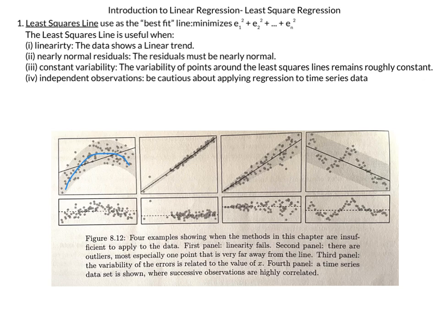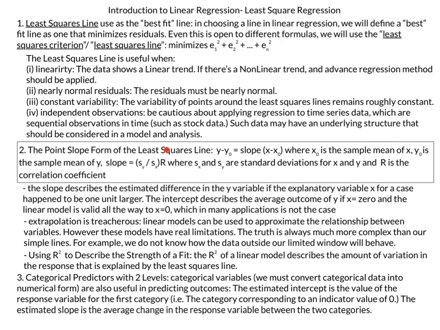This third one here, where we say we must have constant variability, the variability around the least squares line remains roughly constant. You can see here there's not a lot of variability, but as you increase x, the variability gets larger. So here you do not have constant variability. You can also see this in the residuals. They get larger over time. And this last example is time series data. You'll know time series data because usually the x-axis is time, or someone will tell you that we're looking over time. Our next topic will be the point slope formula for the least squares line.